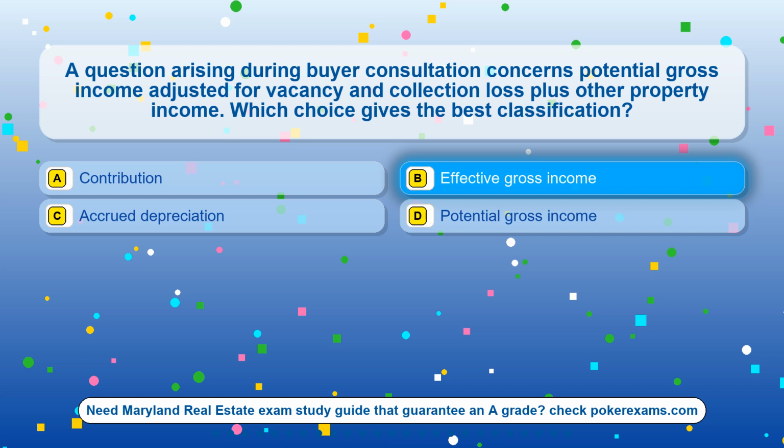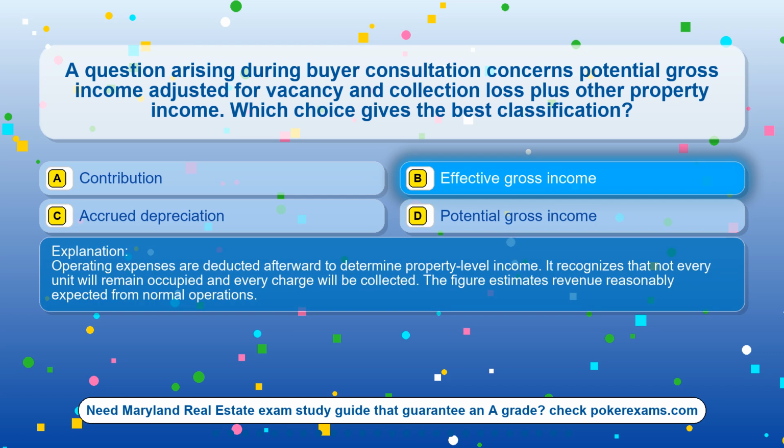The correct answer is option B, effective gross income. Operating expenses are deducted afterward to determine property-level income. It recognizes that not every unit will remain occupied and every charge will be collected. The figure estimates revenue reasonably expected from normal operations.